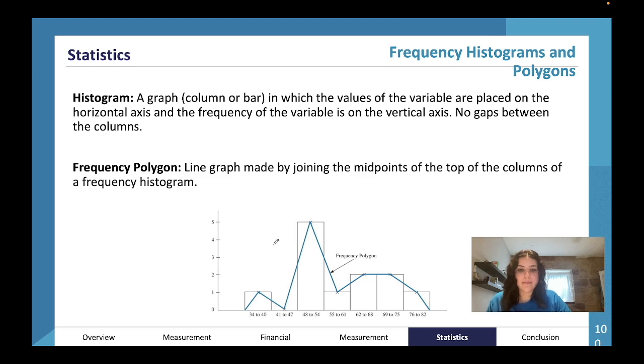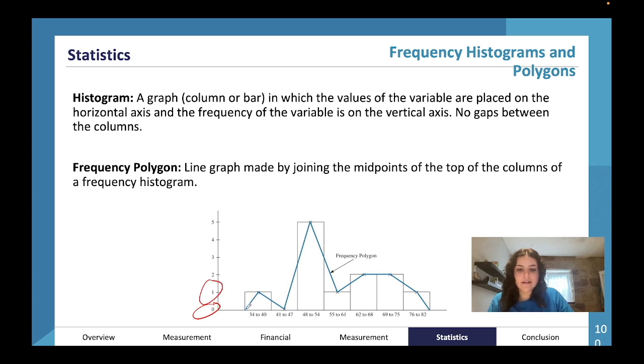Okay, a histogram. What is a histogram? Now, this is where spaces aren't necessary because we're looking at frequency histograms and polygons. A histogram is a graph, a column graph or a bar graph, in which the values of the variable are placed on the horizontal axis and the frequency of the variable is on the vertical axis. So these are the values. So let's say the question was, how old is each person? 34 to 40, 41 to 47, so on. This is how many people are in that age range.